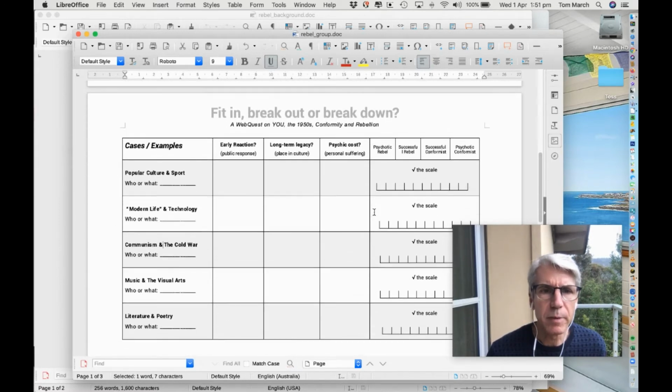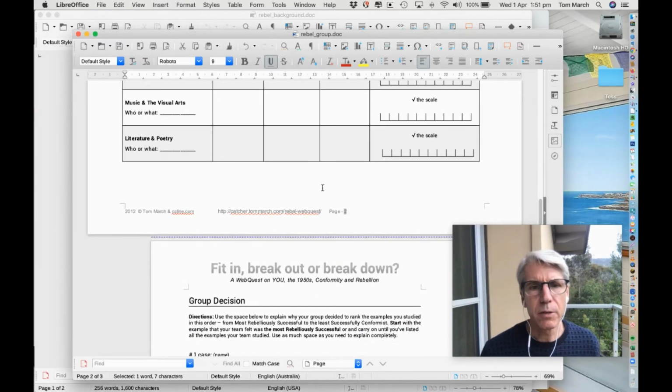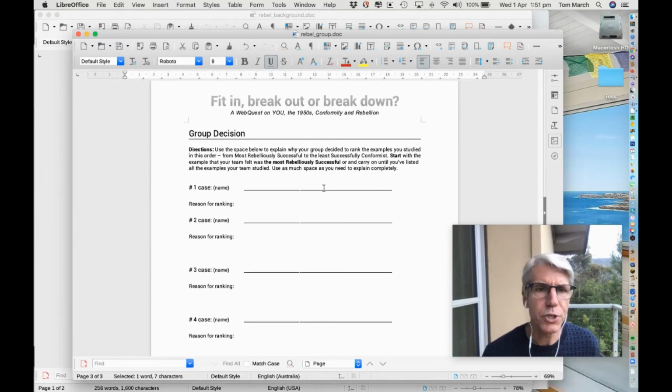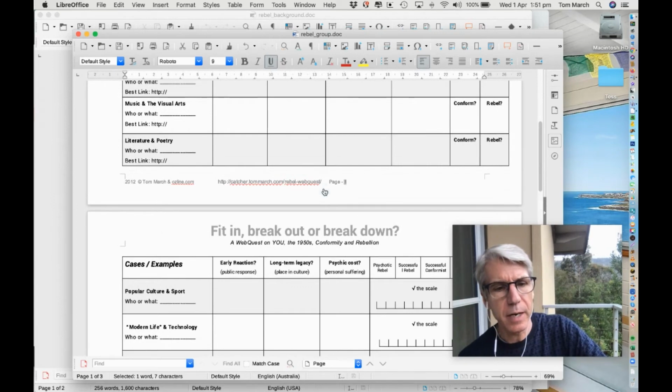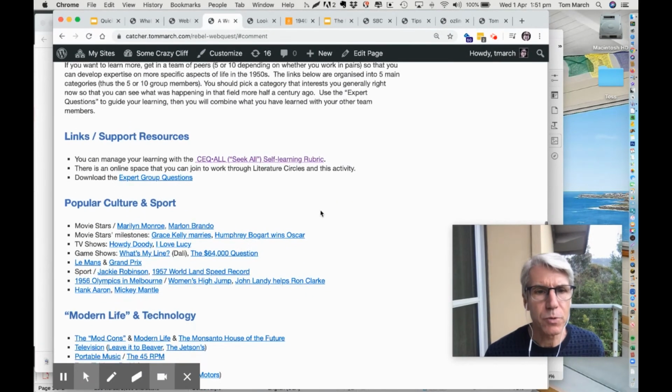And then moving a little bit farther into saying, what was an early reaction? What was a public response? How do we see them today? Was there a psychic cost to that person or that group involved in it? And then where would you see this on the continuum? Okay. So again, using scaffolding in a worksheet to help students engage in that higher order thinking and start to synthesize what they may have learned through these rich resources.